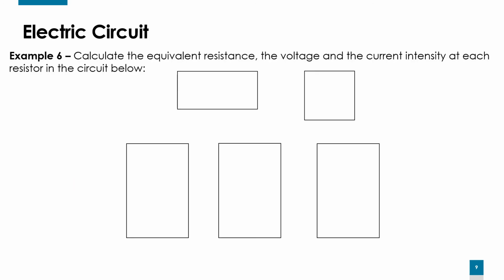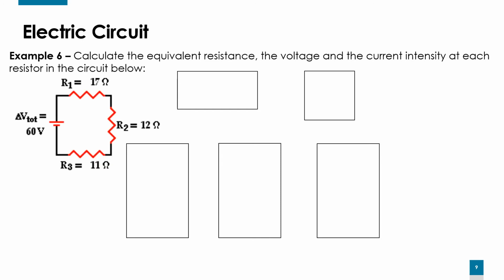Okay, next one. Calculate the equivalent resistance, the voltage, and the current intensity in the following circuit. So here I have this circuit. I need to calculate the equivalent resistance, the voltage, and the current intensity. Okay. Here I have the total voltage and 3 resistances. The first thing I need to do is identify if this is a series or a parallel. That's the first thing you need to identify when you're doing this exercise.